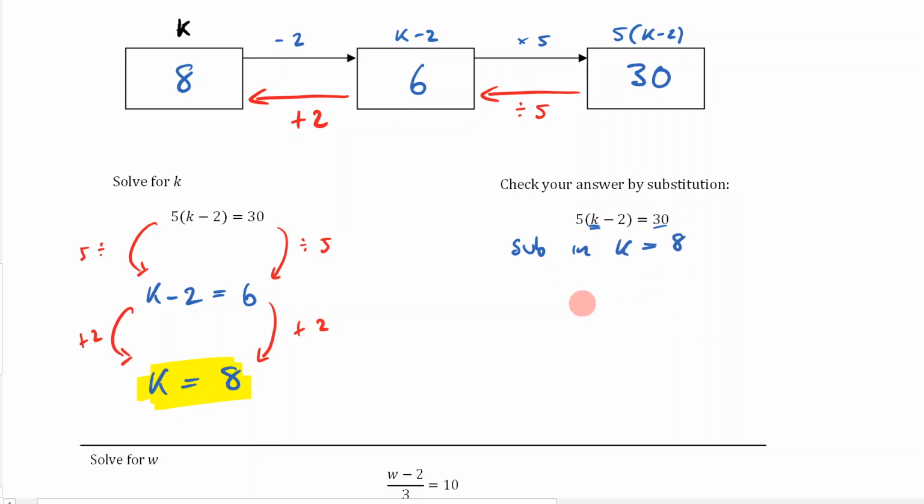So into the k spot, I'm going to put 8. So here I put 5 times, instead of k, I write 8 minus 2. This should be equal to 30. 8 minus 2 is 6. 5 times 6 is 30.